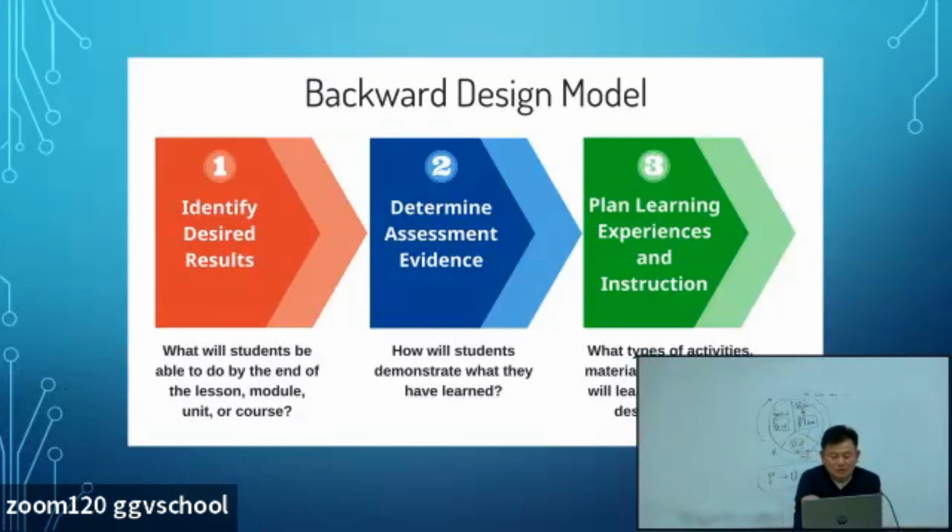Next, the focus is how will students demonstrate what they have learned. And then the next stage is what type of activities, materials, and resources will lead students to the desired result. So students are learning with activities, materials, and resources, and then how to improve the planning, the learning system. This is the backward design model.